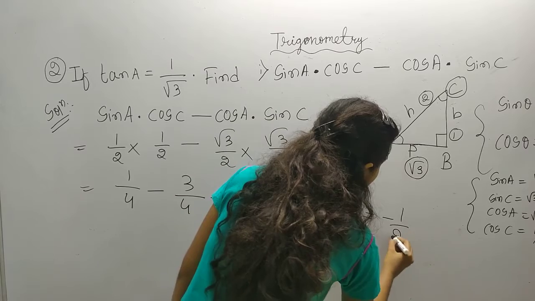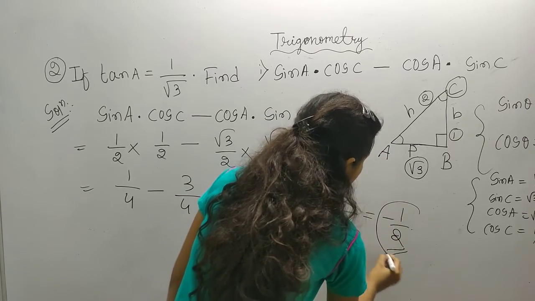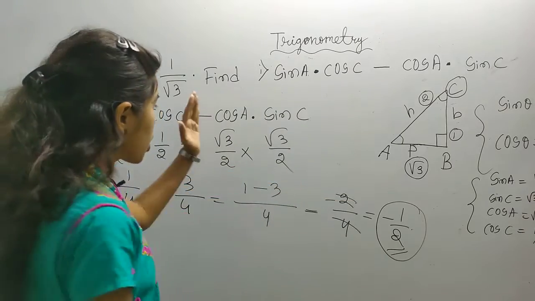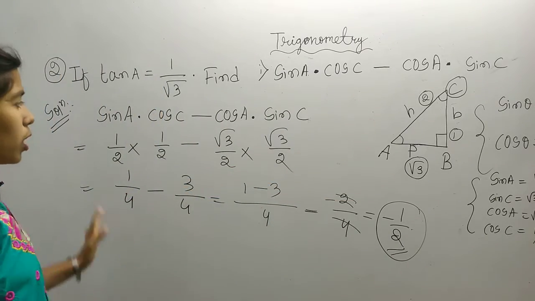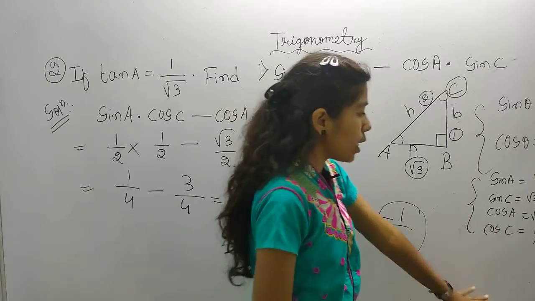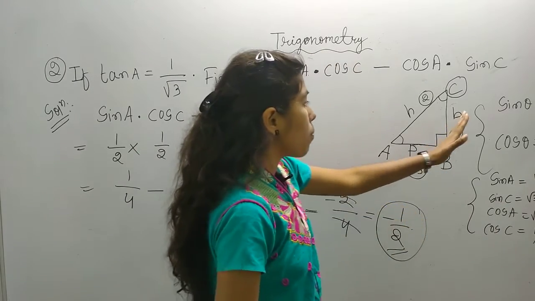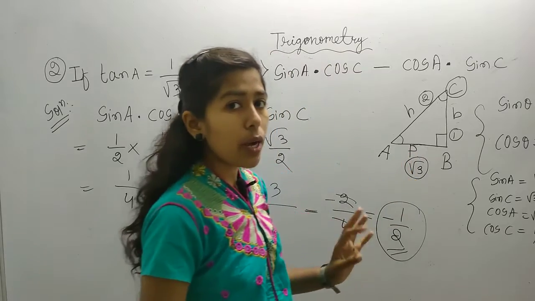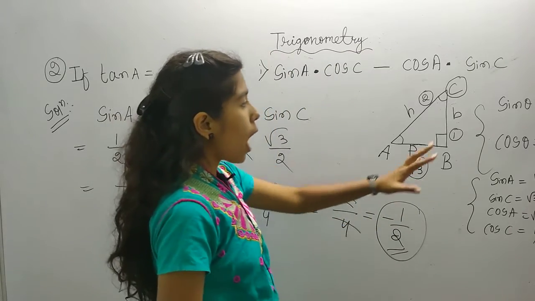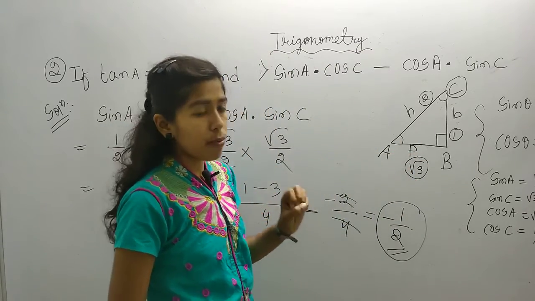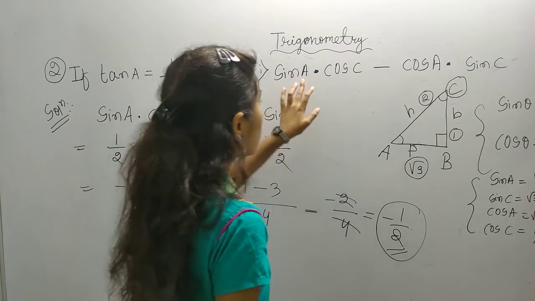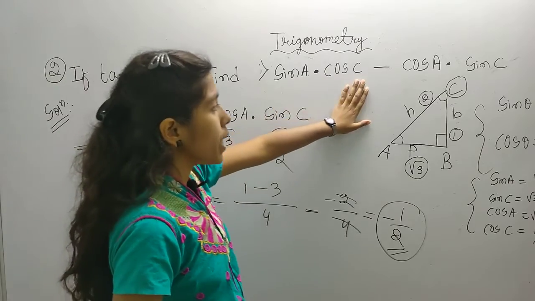Minus 1 by 2. So the answer came in negative. No problem. What's the question? You can solve as usual. Only you have to write the values in the proper way. This may be your confusion in the triangle: what is the base? What is the perpendicular? But I have told you very clearly how in a triangle you can identify the perpendicular and base. Our main focus should be on the angles.